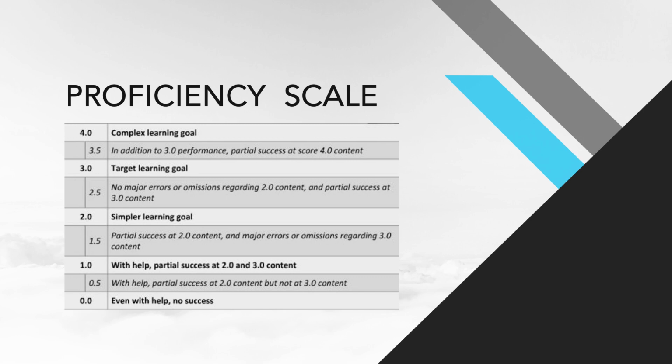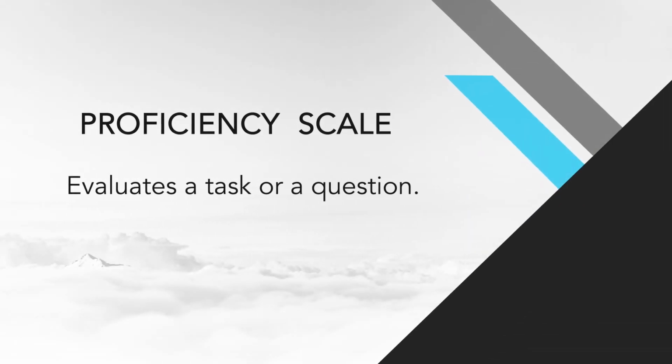But these are not like a rubric. So rubrics are used to evaluate student work. I might look at a sample of Billy's work and say, according to my criteria on my rubric, Billy's work is a 2. All right? But that's not what a proficiency scale does. A proficiency scale evaluates a task or a question and says that task or that question is a 2.0 item or a 3.0 item. So what are the qualifiers?